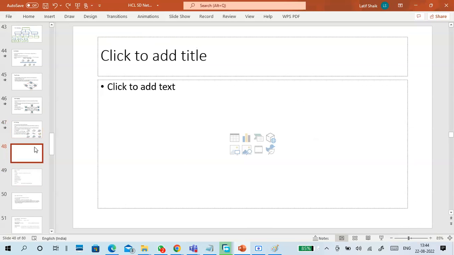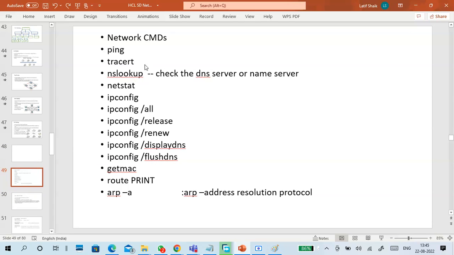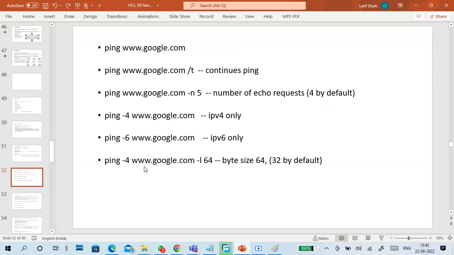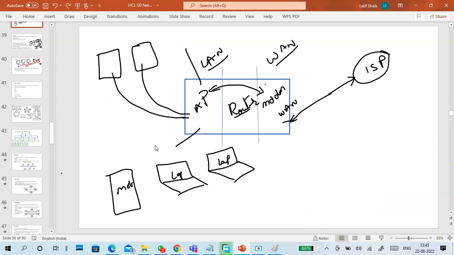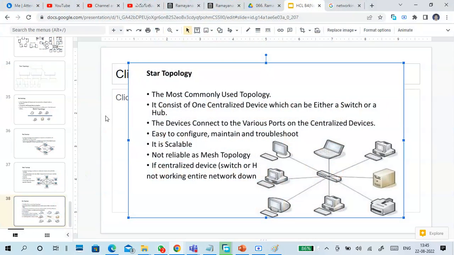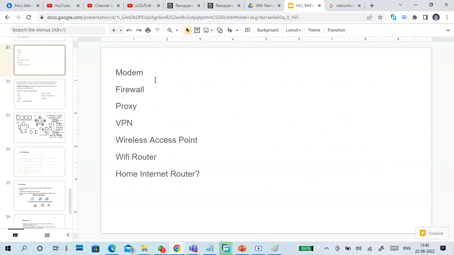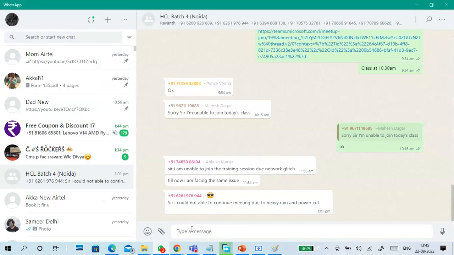I have given some blanks here. Also go through these things. So what are the commands? What is ping? What is the use of these commands? The commands are also very important. Try it. I have given two things now. Guys, check it compulsorily. What are the things you learn in networking and different devices? Different devices we use, and I explained a few, but I have given a few things to you also: what is a modem, firewall, proxy, VPN, wireless access point, wireless router, home internet router. What are the parts of it, how it is, like numbers, names, and so on. So you have to check this one.